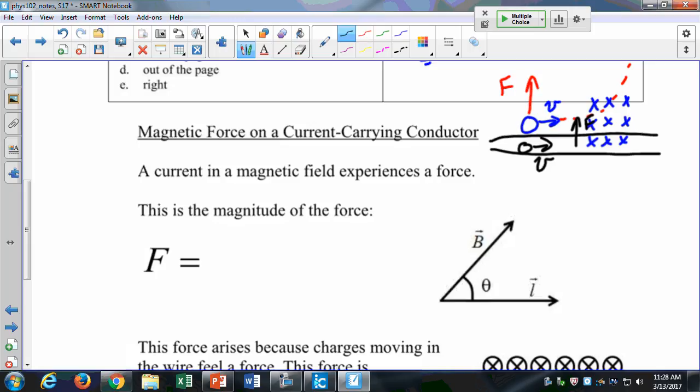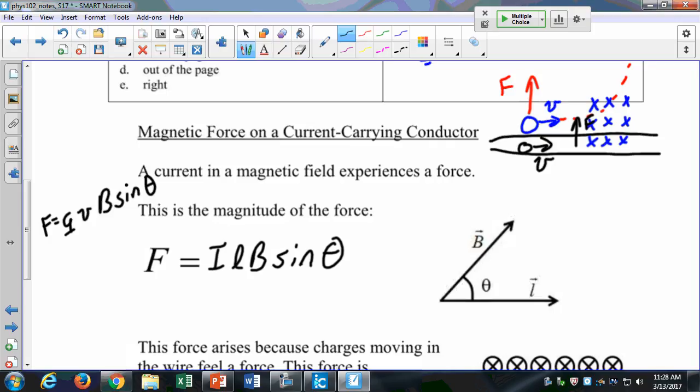Now, the magnitude of the force is ILB sine theta. And you can think about this, it's really the same form as what we had before, QVB sine theta. Look at the units. These are coulombs, meters per second, Tesla. Notice we have the same units here. They're just situated a little bit differently. We have coulombs per second, meters, Tesla. And so notice these units for this force are the same as what's over here.